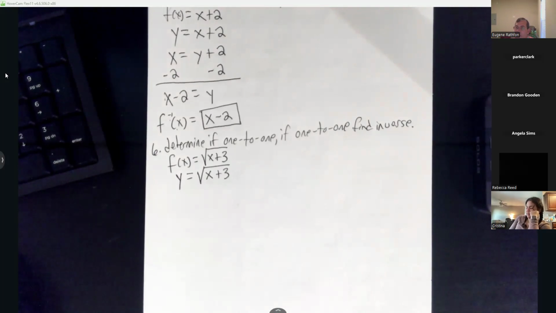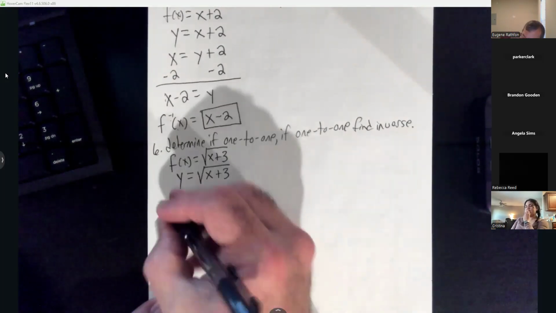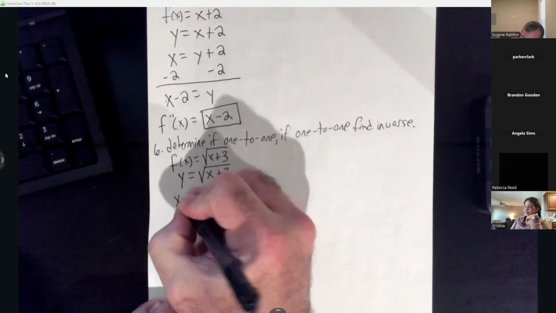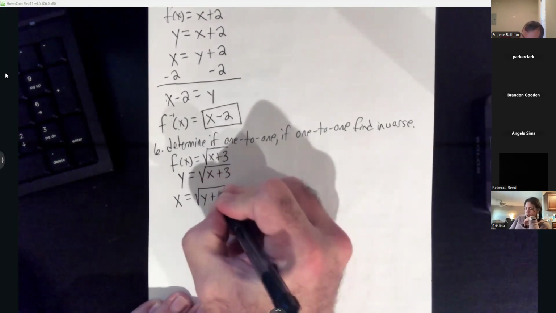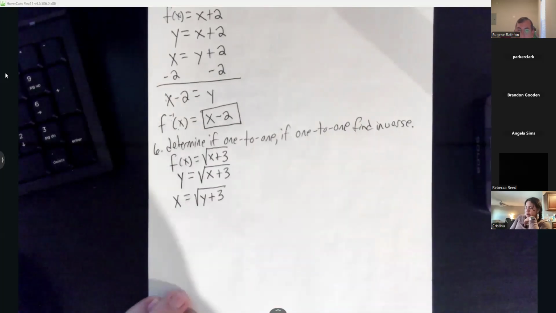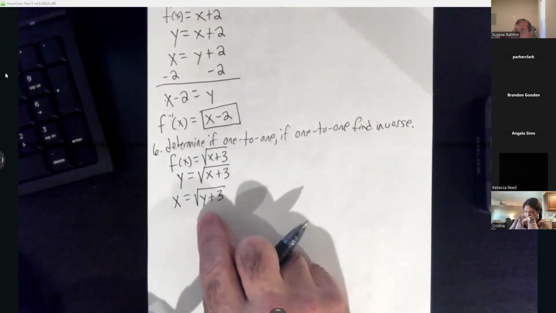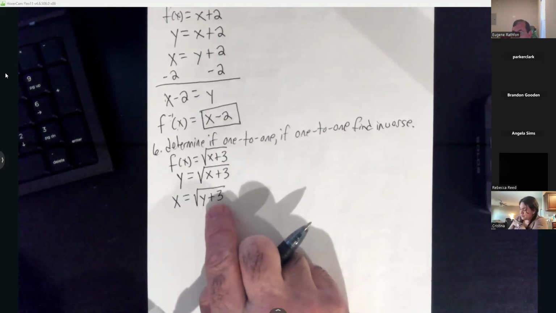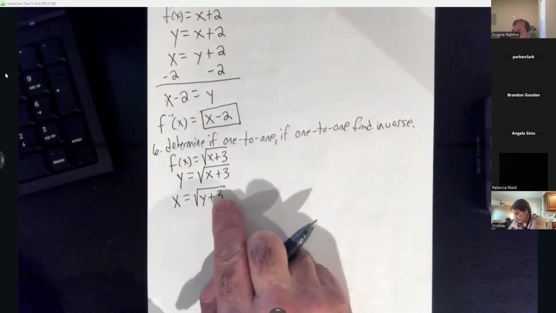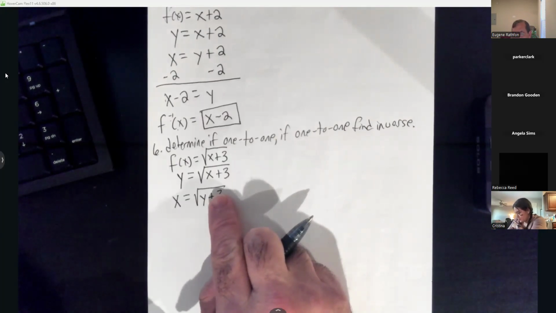Y'all, next step, what would y'all do next? Flip the y and the x. There you go. So we get x equals a square root y plus 3. Now, we got to solve this for the y, but y'all remember this. We cannot subtract 3 while it's up under that square root.